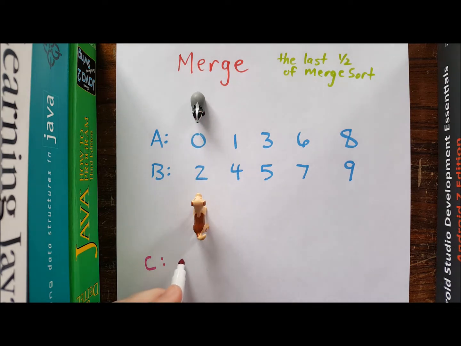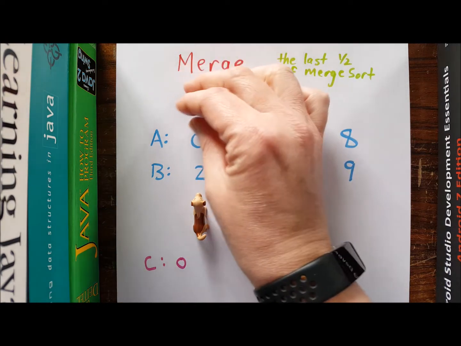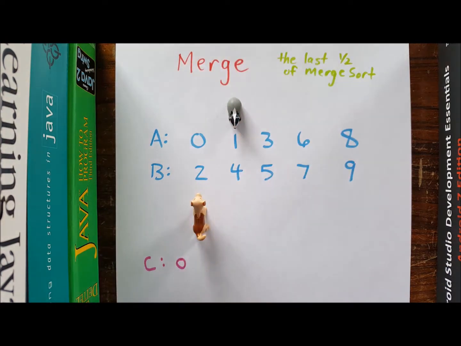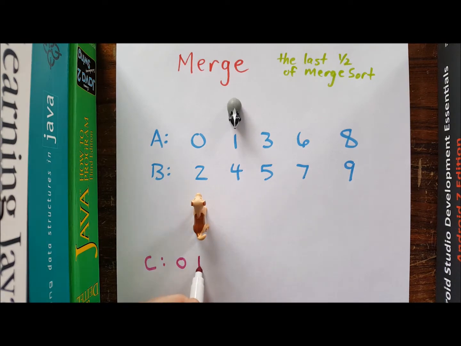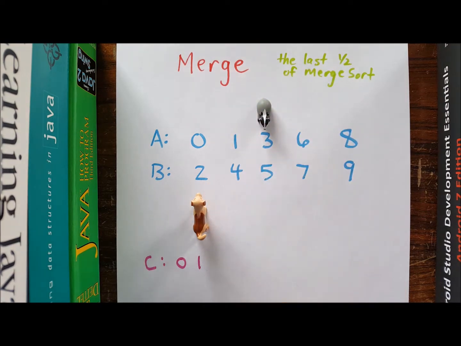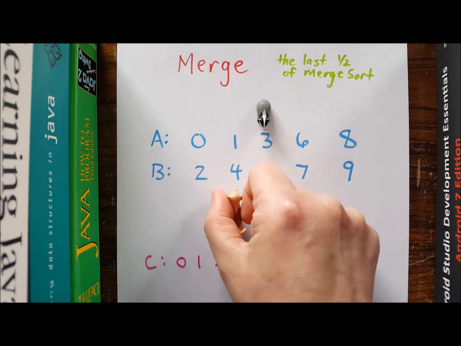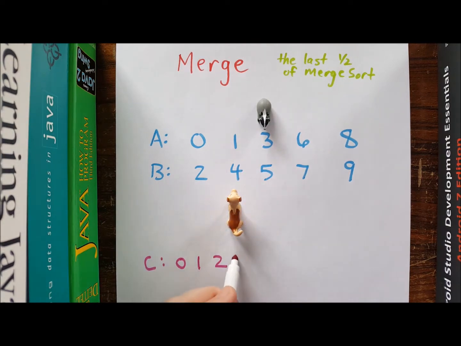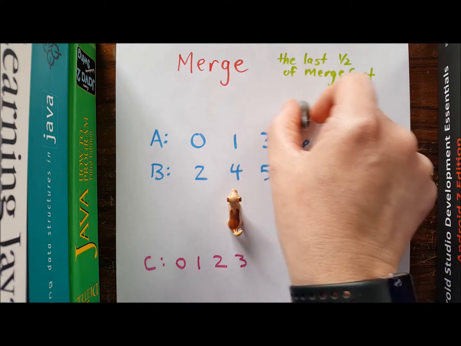In this case, 0 is smaller, which means that pointer moves on. Now we compare the things at those spots, and 1 is still smaller, so we move that, and then we move this on. Now we compare 2 and 3, and 2 is smaller, so we move this one on. And now 3 is smaller, and we move this one on.